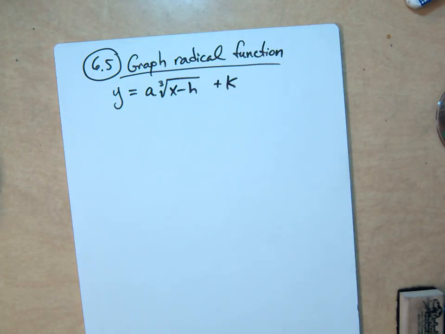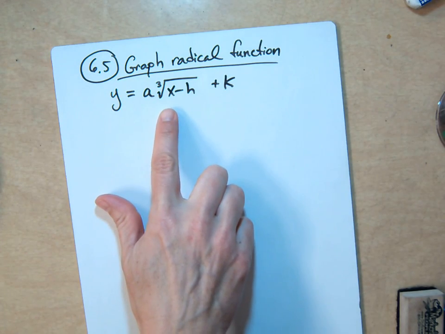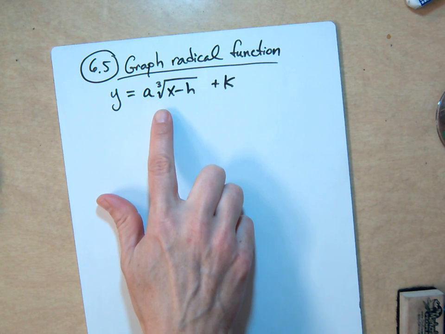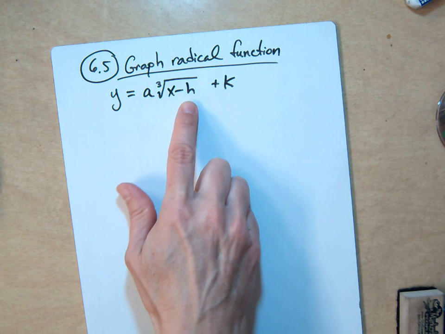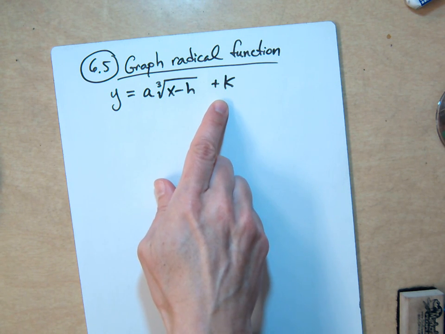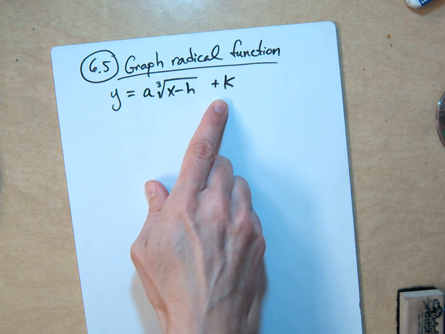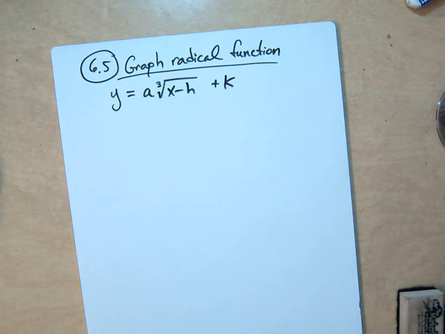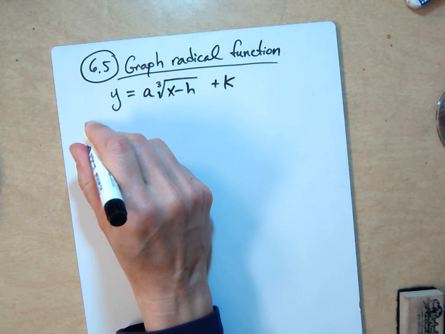Okay, so this looks no different than square root, except it's cube root. The shape is different, but the effect of A, H, and K, we do not need to write it again because it's exactly the same as for square root. So that's great. So let's look at the parent graph for cube root.